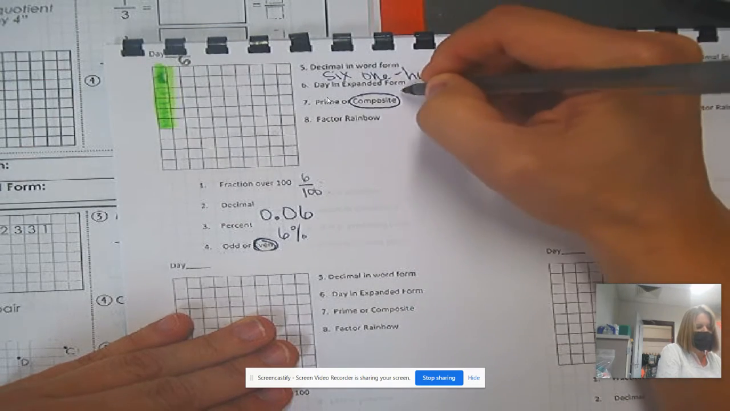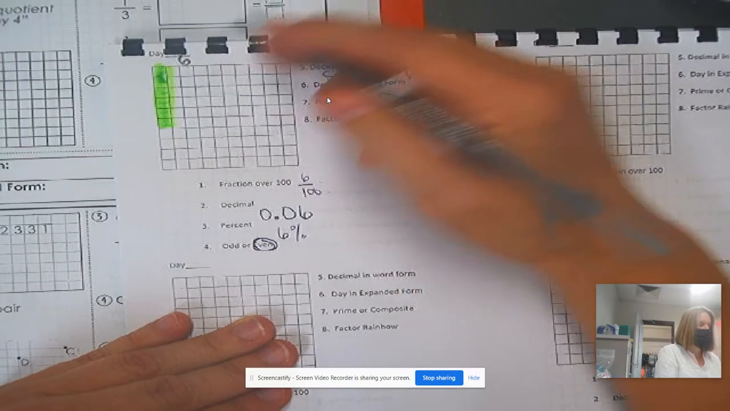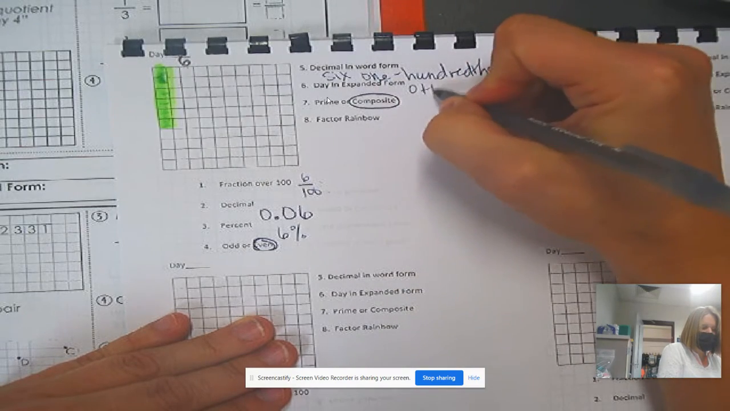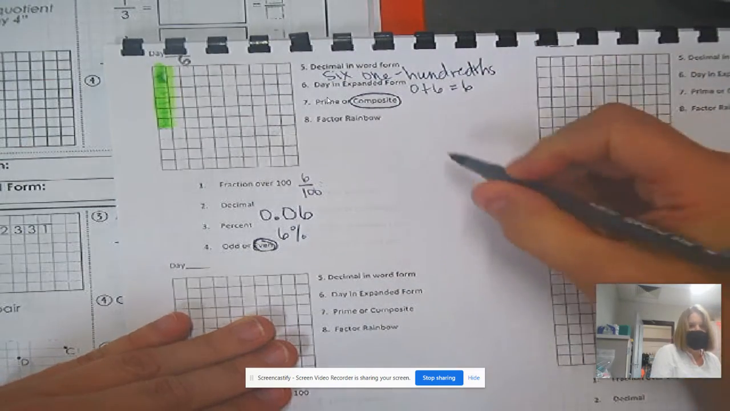Okay, day in expanded form. What's the value of 6? 6. So 0 plus 6 equals 6.